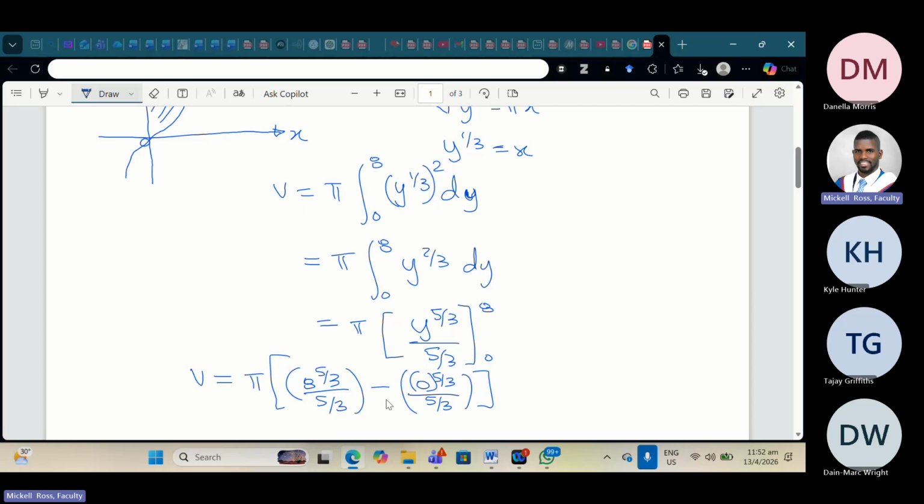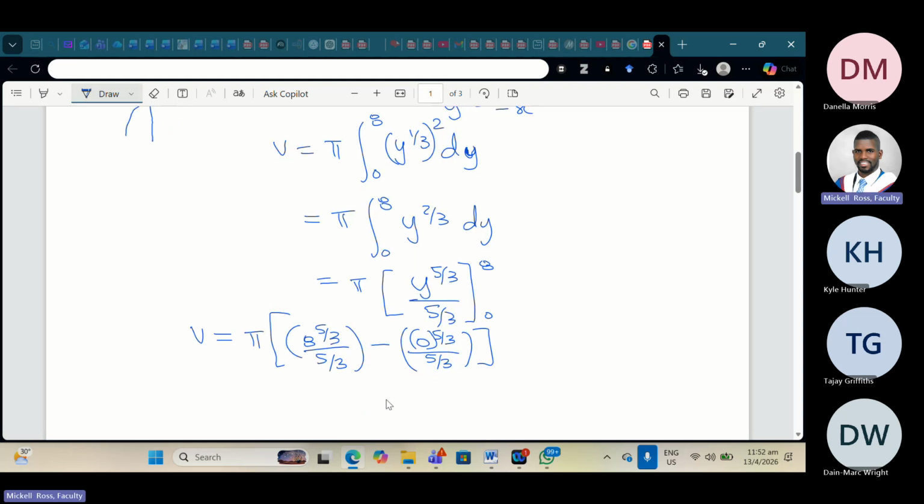So it's going to be 32. So all of this part is 0. So the volume is just going to be equal to 96/5 pi units cubed. 0 to any power is still 0, and if you have 0 divided by a number, it's still 0. So only this part you're going to work out: 8 to the power of 5/3, and then you divide by 5/3.